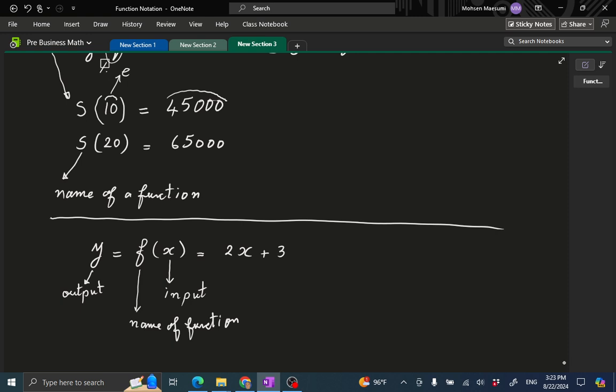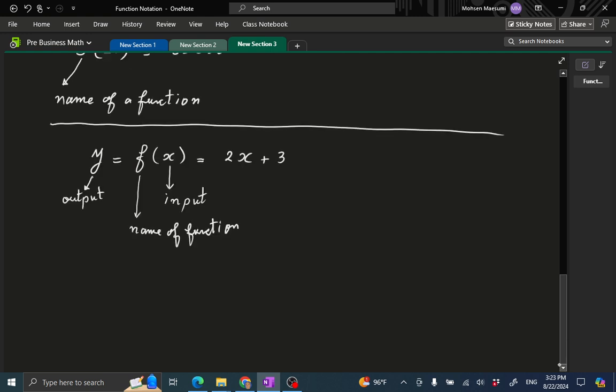Let's go ahead, practice this a little bit and see how we play with it. If I am given a function f of x which is equal to 2x plus 3, then what is f of, say, 5? Well, this is the input that is telling us some piece of information, and f tells us what to do with that information. f tells us to take that input.